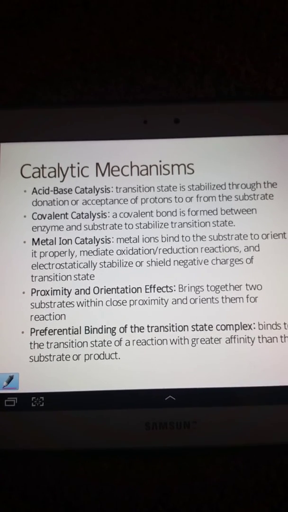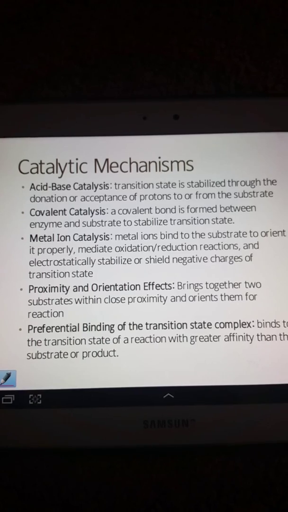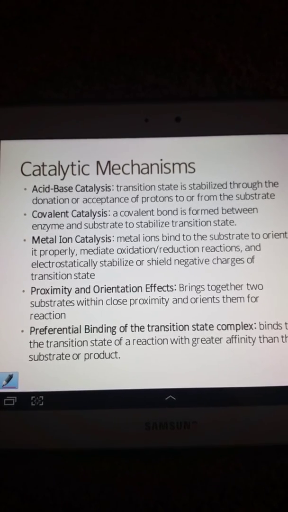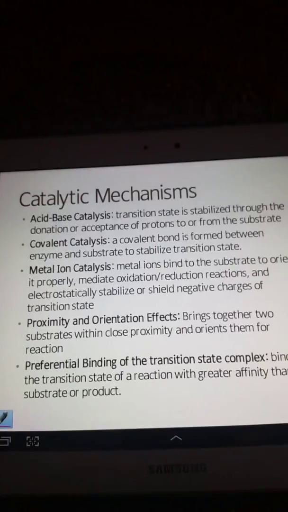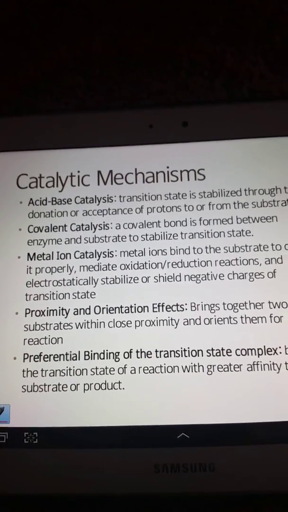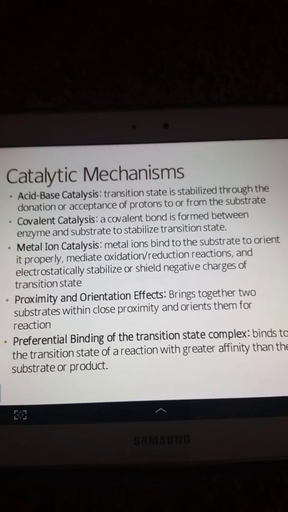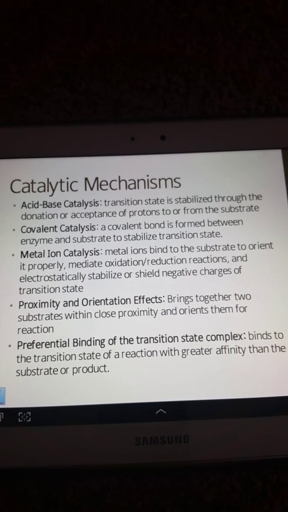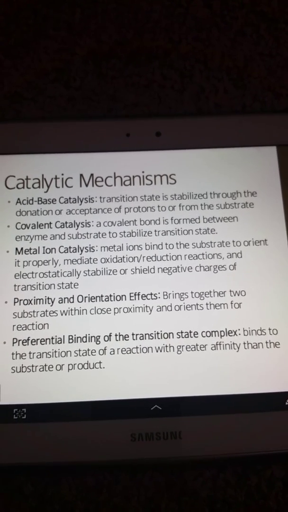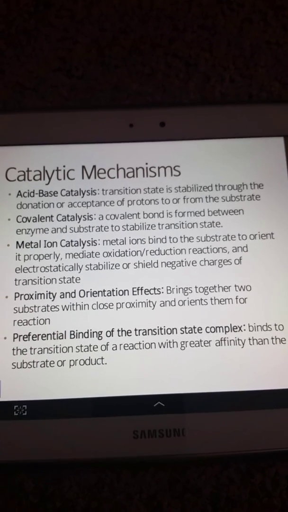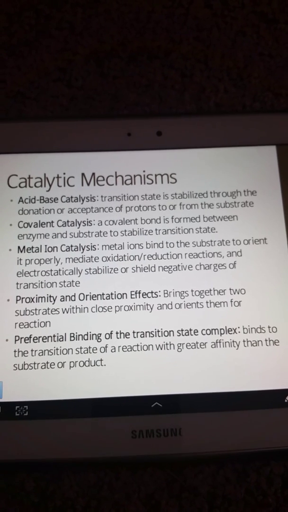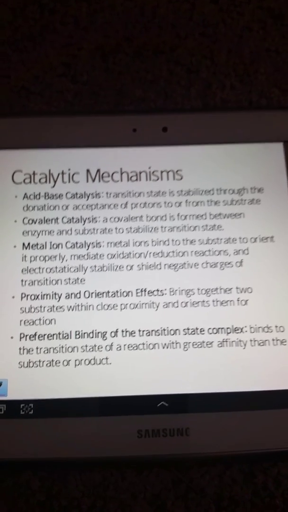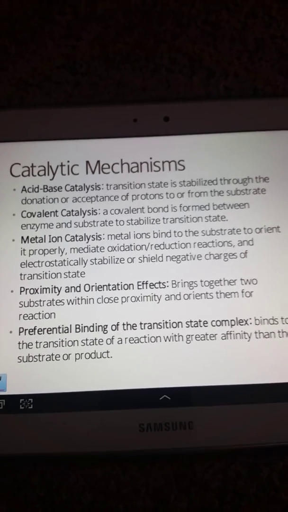Proximity and orientation effects. In this mechanism, the enzyme is able to bring together two substrates within close proximity and orient them for proper reaction to occur. Often, the relative concentration of two substrates in the cell may be so low that without the enzyme present to bring them together, the probability of them coming close enough together in order to react would be very low.